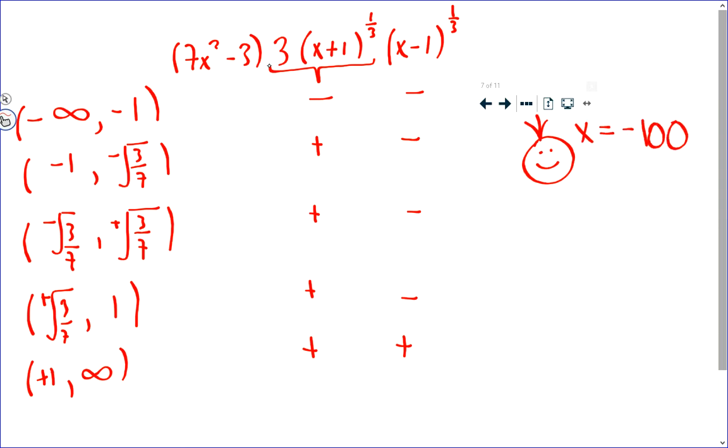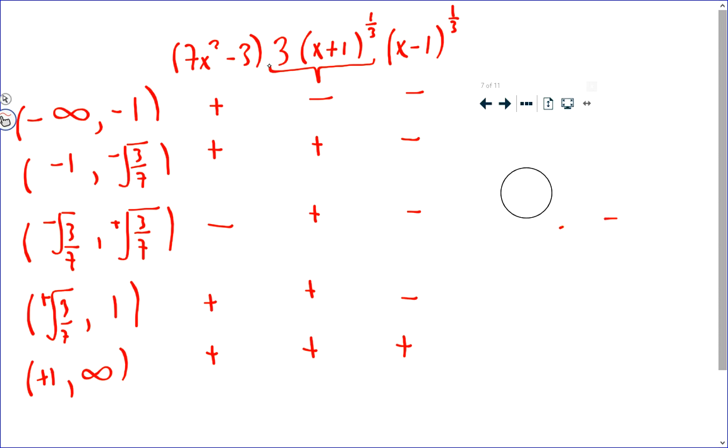I'm choosing negative 100 because I don't think we really need a calculator. When I square negative 100, I get a large positive number. Times 7 is still large and positive, minus 3 will still be positive. And you will discover if you do that for the following intervals, you will get positive. It is only in between negative root 3/7 and positive root 3/7 that you are going to get a negative. But feel free to use your calculator and try that. Don't forget we are doing this so we can determine whether the derivative dy dx is positive or negative.